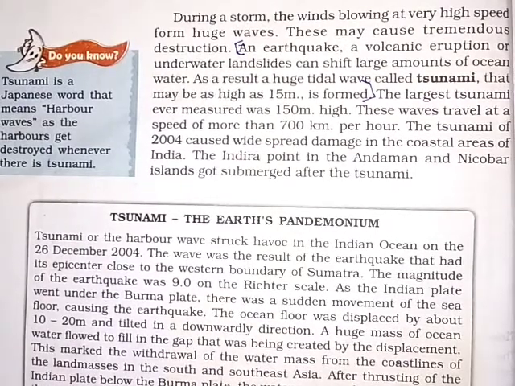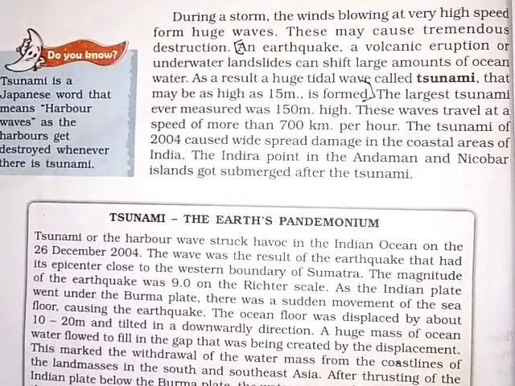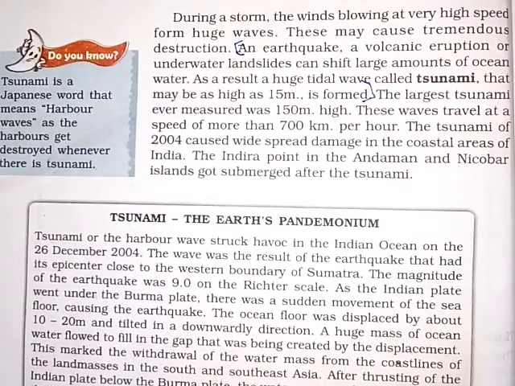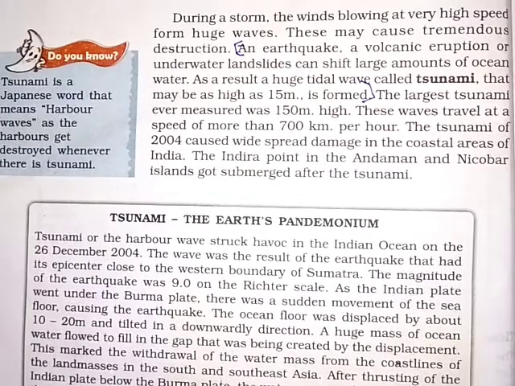These may cause tremendous destruction. An earthquake, a volcanic eruption or underwater landslides can shift large amounts of ocean water. As a result, a huge tidal wave called tsunami that may be as high as 15 meters is formed. The largest tsunami ever measured was 150 meters high. These waves travel at a speed of more than 700 km per hour.